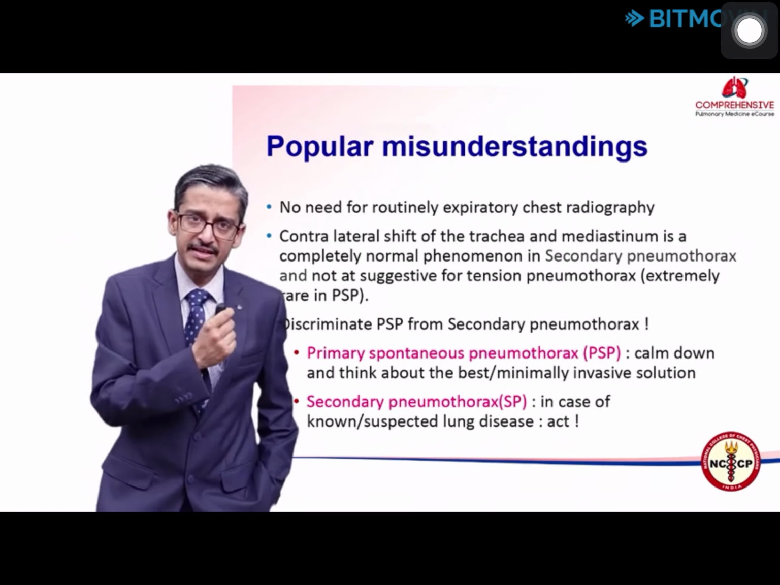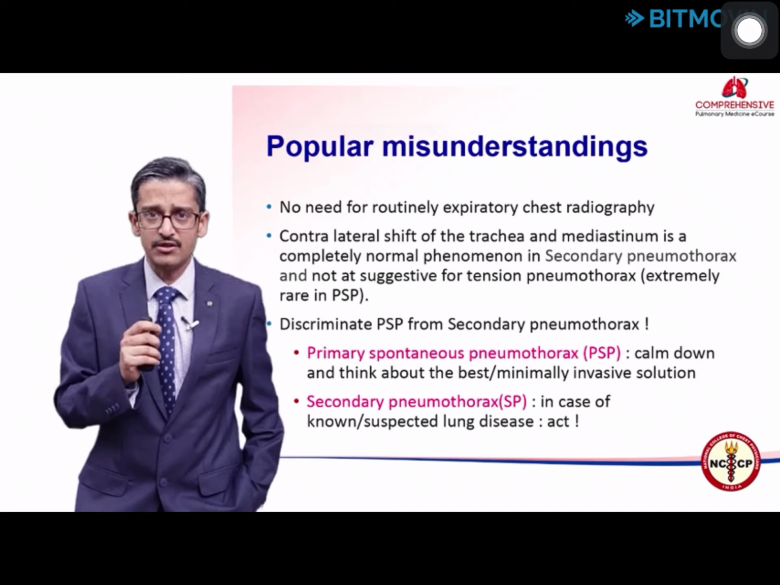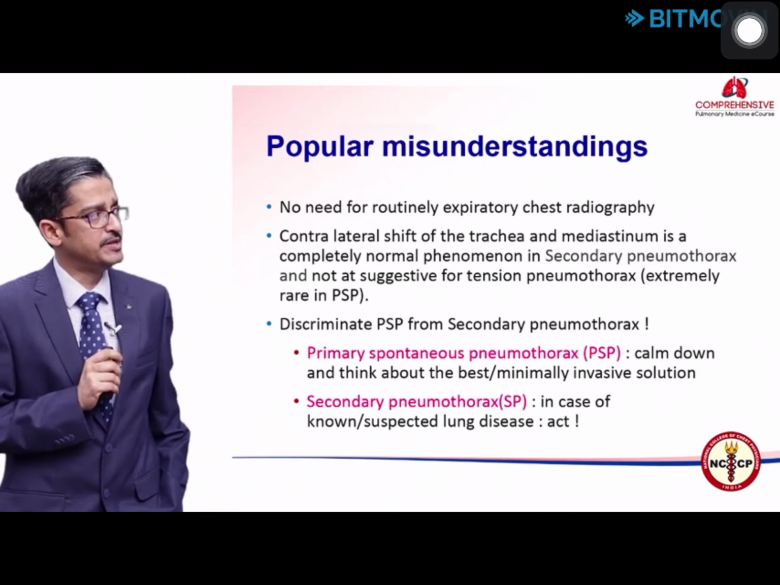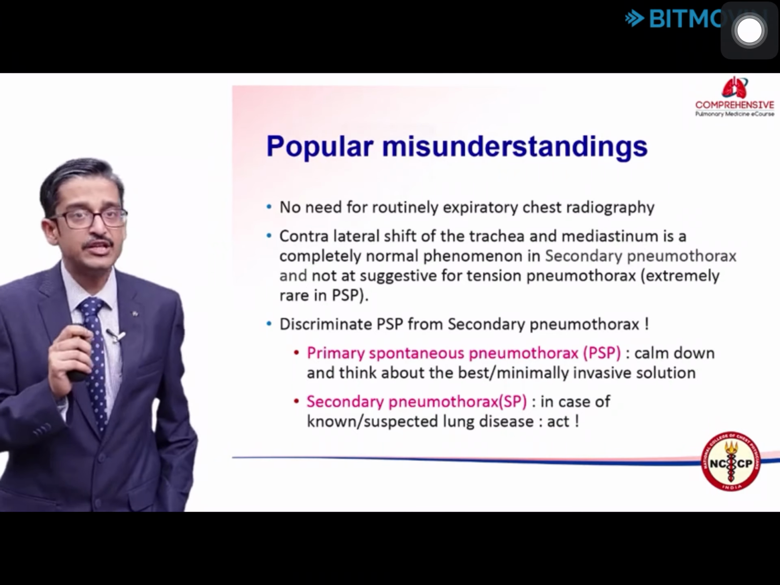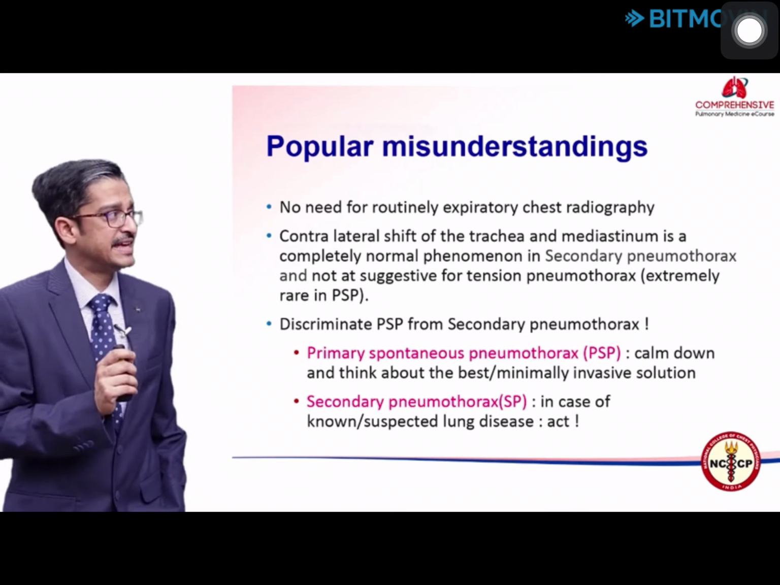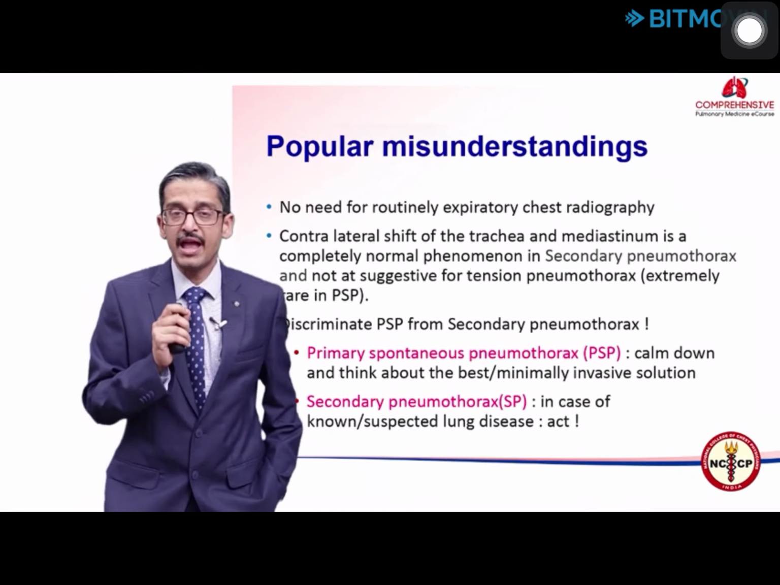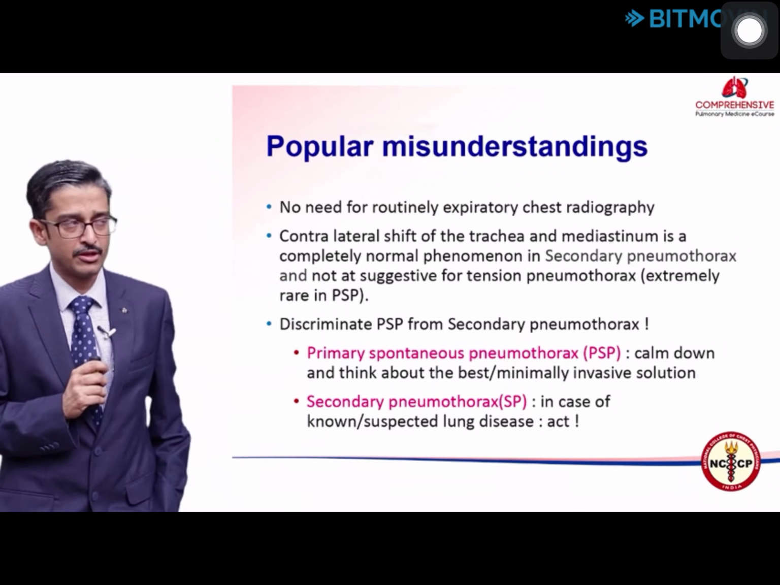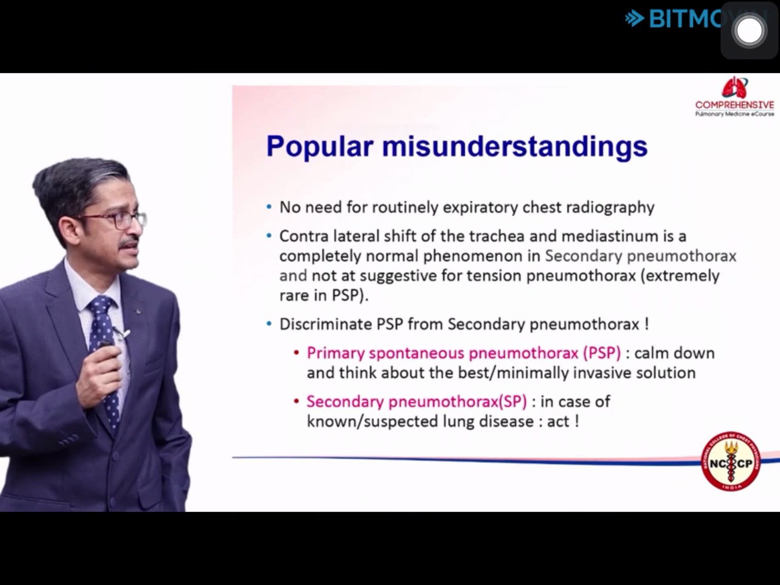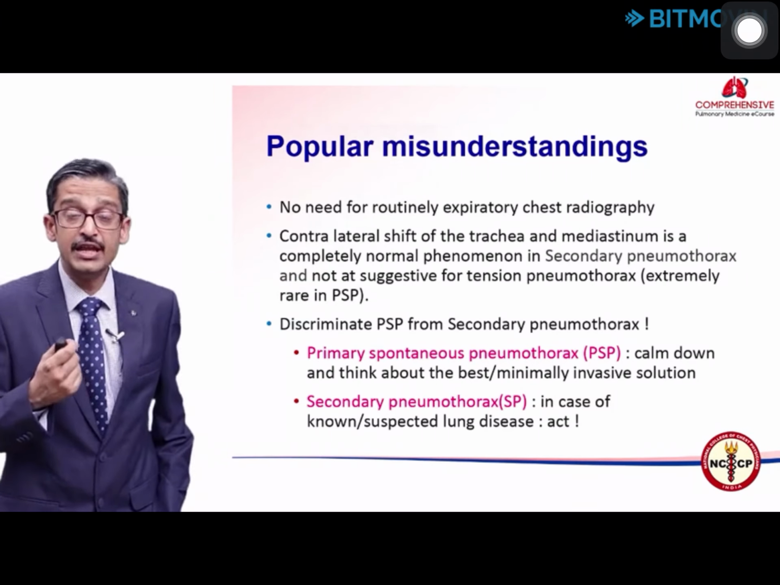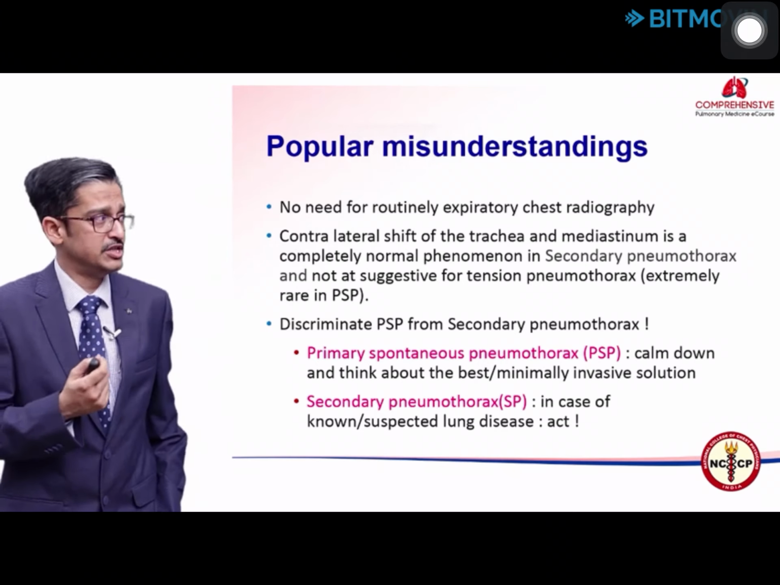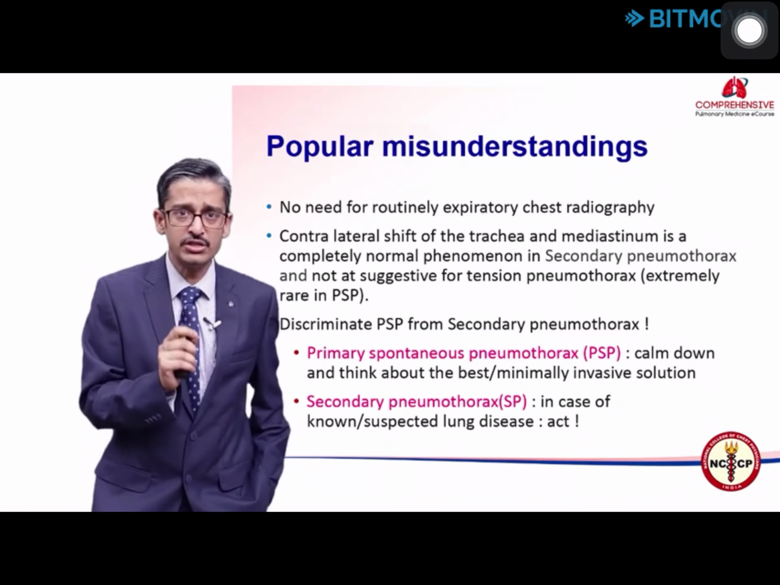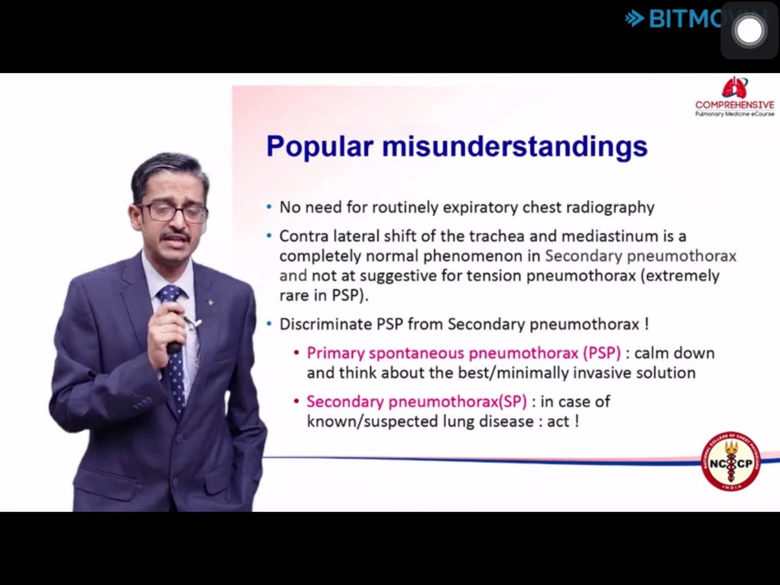One of the things that I started off with, and I'd repeat again, is that often we end up doing an inspiratory and an expiratory film in patients with pneumothoraces. However, this again is not evidence-based. There's no evidence that adding in a routine expiratory film actually increases the diagnosis rate of patients with pneumothorax. Contralateral shift of the trachea and mediastinum is a normal phenomenon in all patients with pneumothoraces, spontaneous or secondary, and it does not, and I repeat again, it does not actually indicate that someone is having a tension pneumothorax.